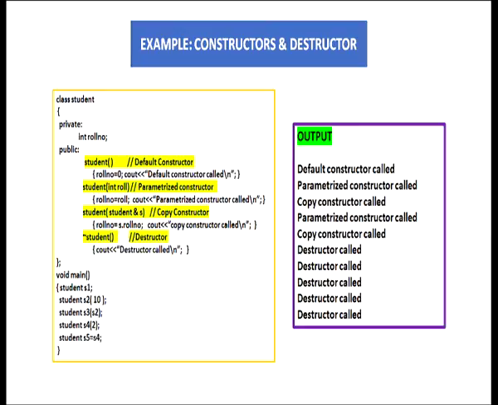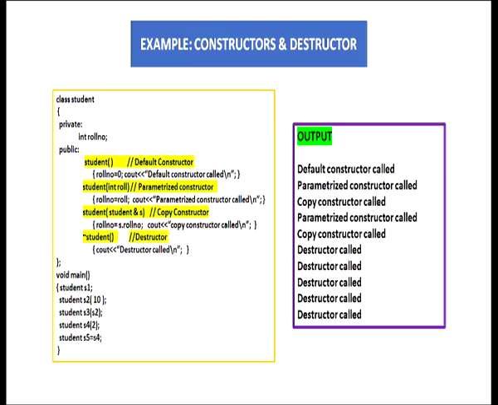Now, the next statement is student S4 and within parenthesis S2. In this case, as we are passing the data value as a parameter, the parameterized constructor will be called and it will assign the value to roll number and display the statement "parameterized constructor called" in the output window.